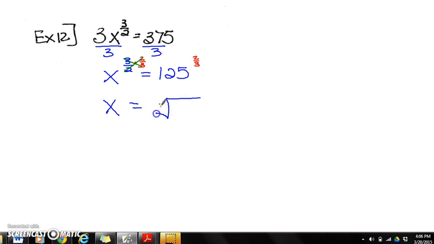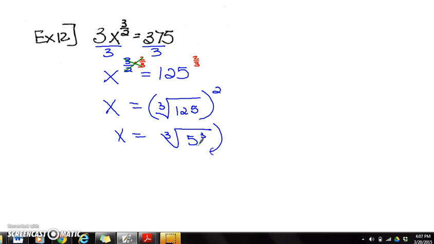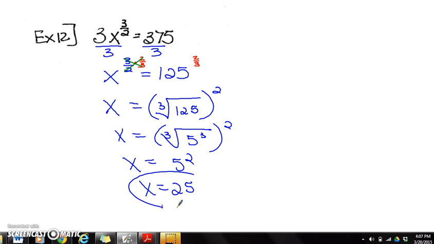And then this will be the cubed root of 125 squared. Well, the cubed root of 125 is what? Anybody know? Well, that is 5. How? Because it's going to be the cubed root. If we make this into primes, it's 5 cubed. This will be squared. This will be x equals 5 squared. So you're going to get 25 as your answer. That's what x needs to be.